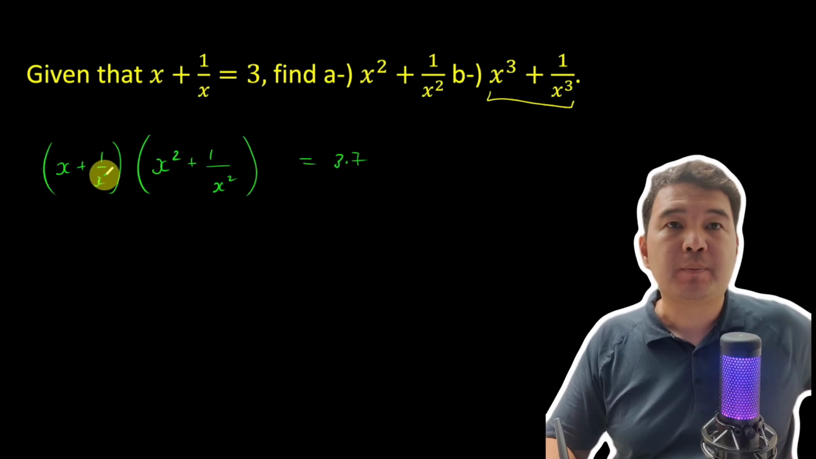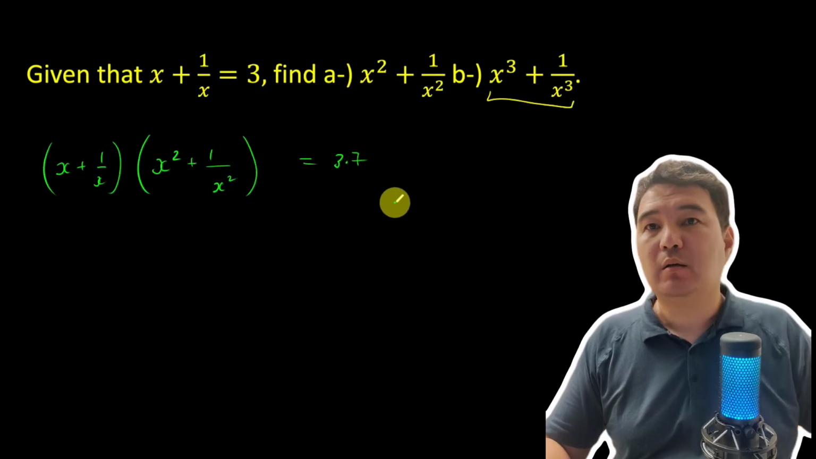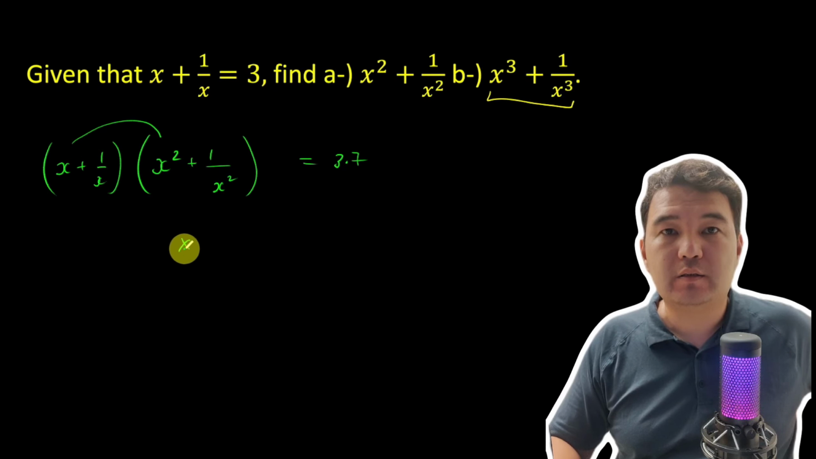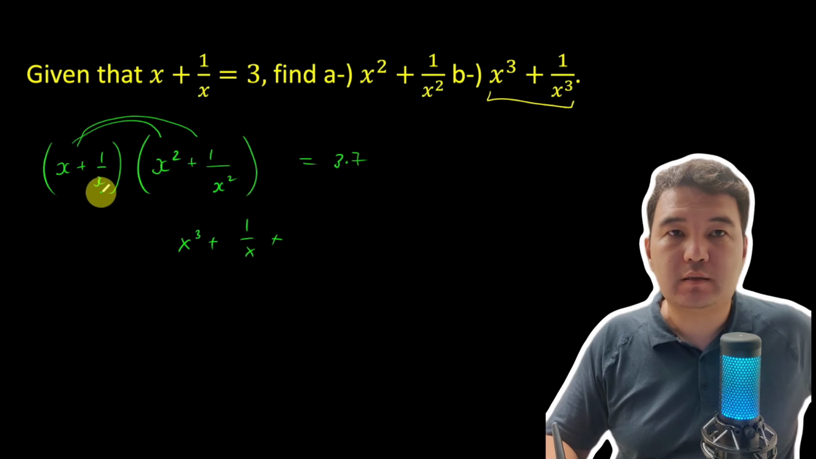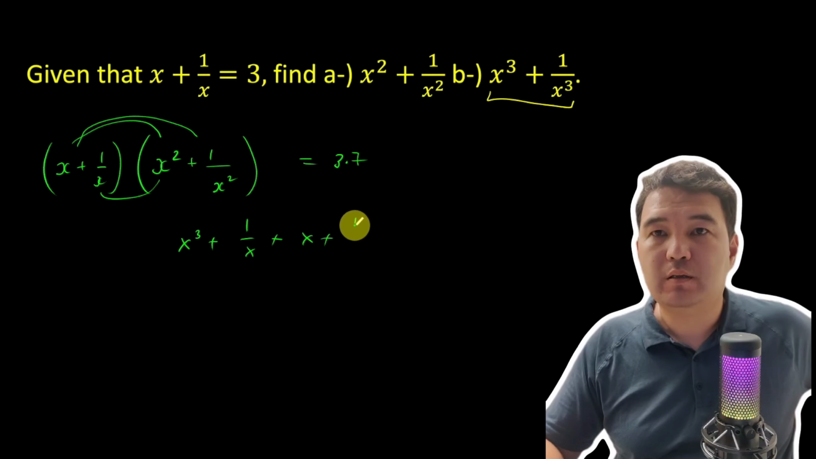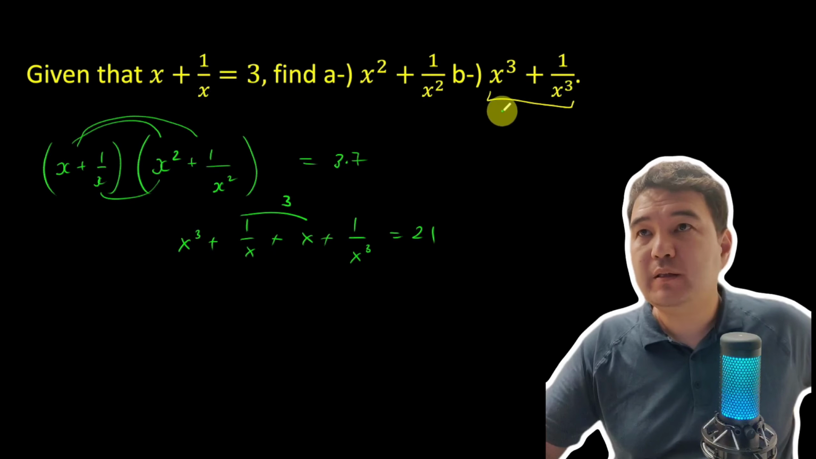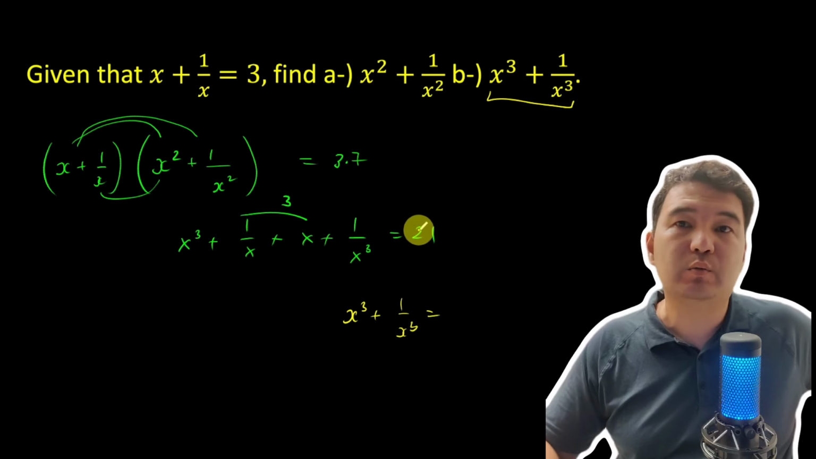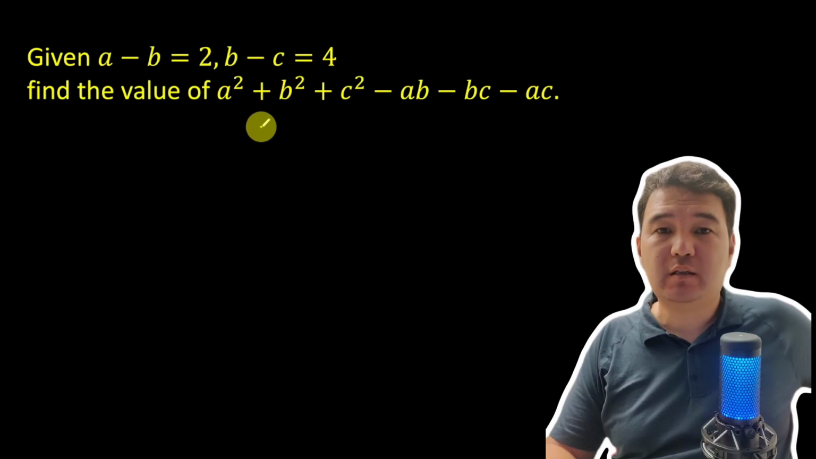When you open the parentheses here, you'll get some terms with x³, and on the right we have 21. So if you open this, that's x³ plus 1 over x plus this one is just x, and plus 1 over x³ is equal to 21. Now we know that this is 3. That means x³ plus 1 over x³ is 21 minus 3. So that's 18.